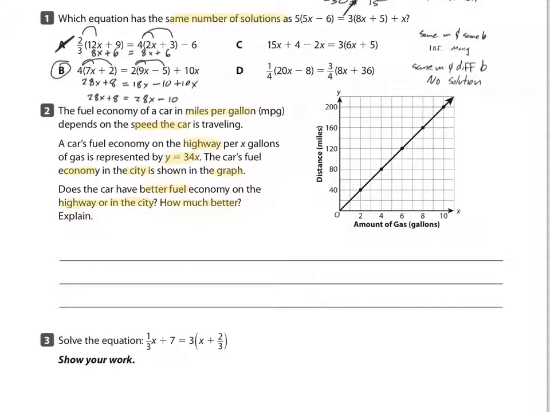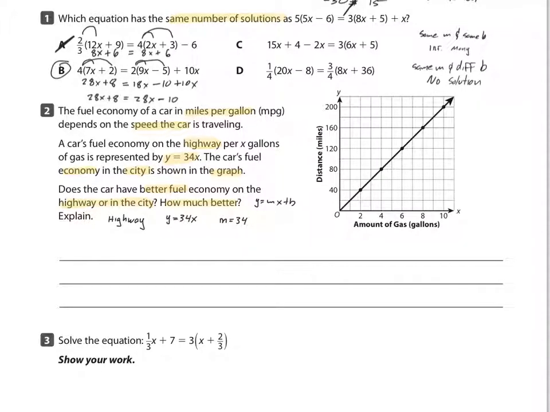So on the highway, we're going to write highway. On the highway, we have the equation y equals 34x. And keeping in mind that we have the equation y equals mx plus b, the only thing that we need to figure out is the slope. For this equation, we know that m is going to be equal to 34. Now, we need to find the slope of the graph. That way we can compare it.